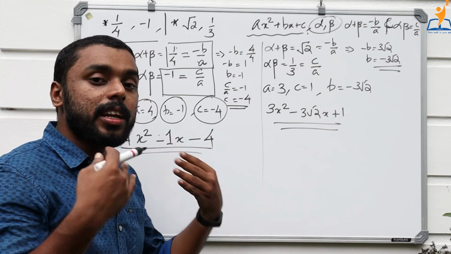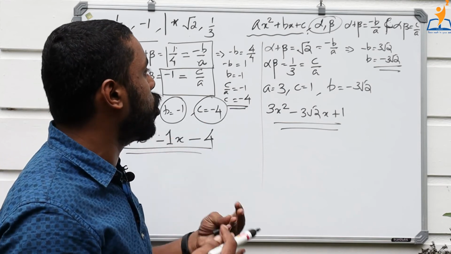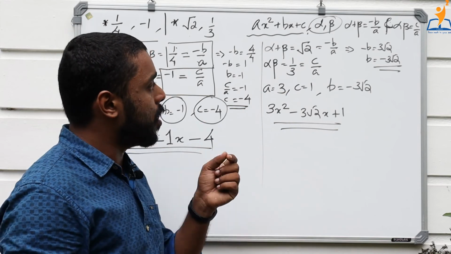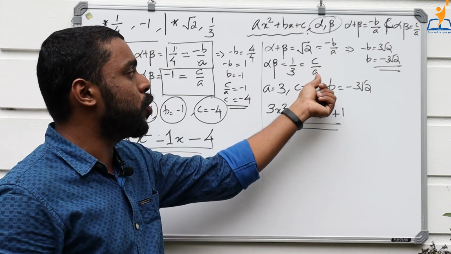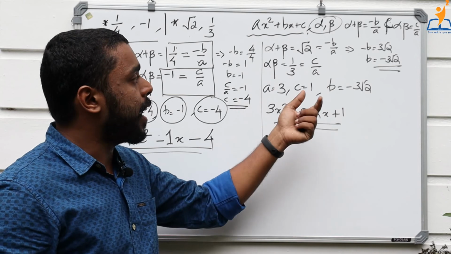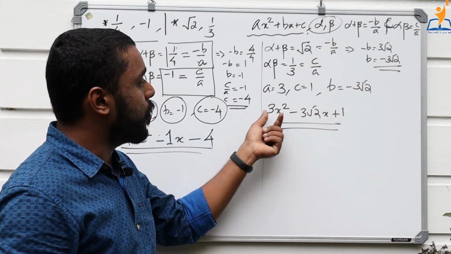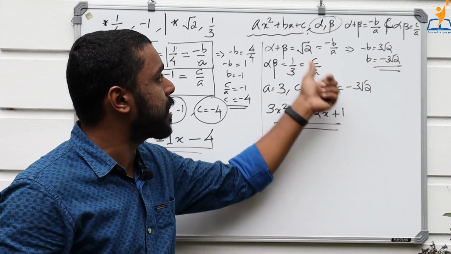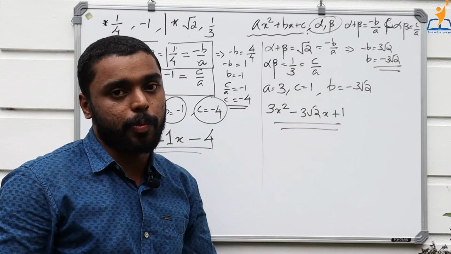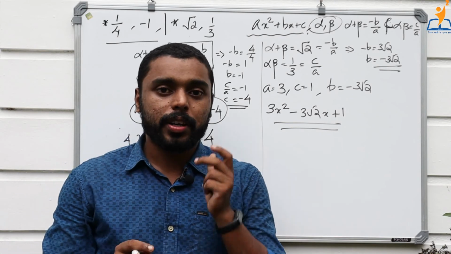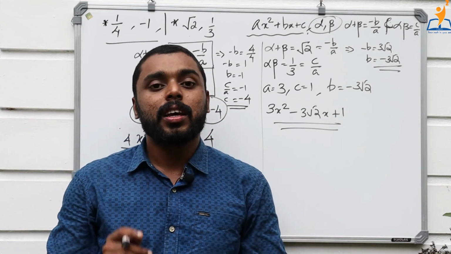Similarly, we can generate lots and lots of quadratic polynomials with the same sum and product. What we have to do? Just substitute a value for a, then find the corresponding value for c as well as for b. Then substitute the values of a, b and c in the general form to get a quadratic polynomial. I hope you understood this concept very well and very clearly.